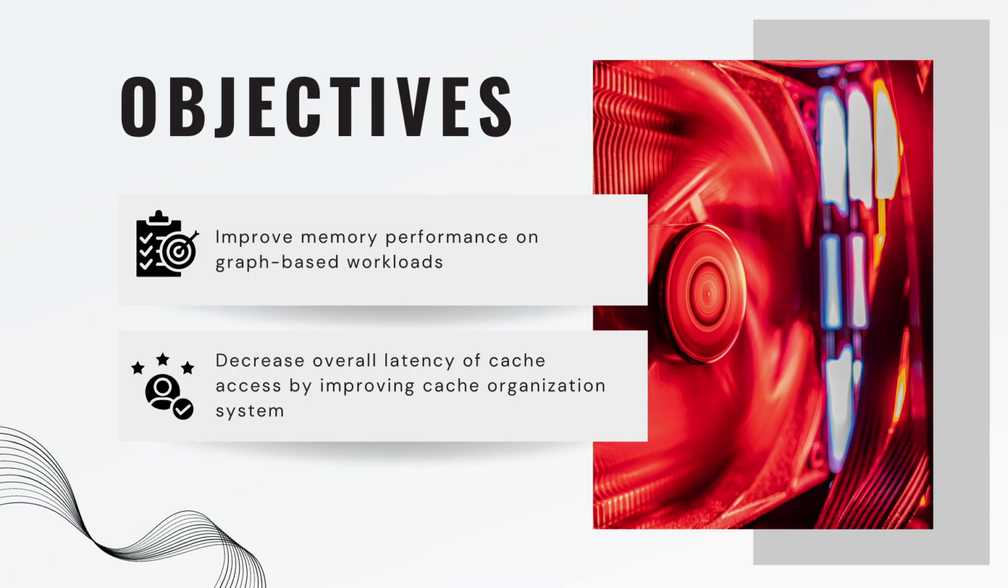Now moving toward the objective part. The first objective is to improve the memory performance on workloads which are based on graphs. The second goal is to make cache access faster by organizing it better. This helps reduce the delay in getting information from the cache. So how are we able to do this? We are able to do this with the implementation of an inclusive cache memory system.